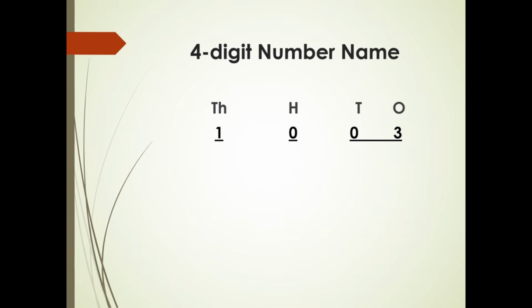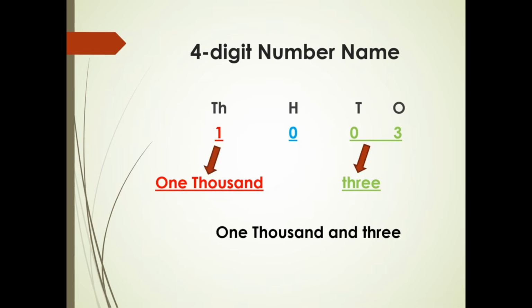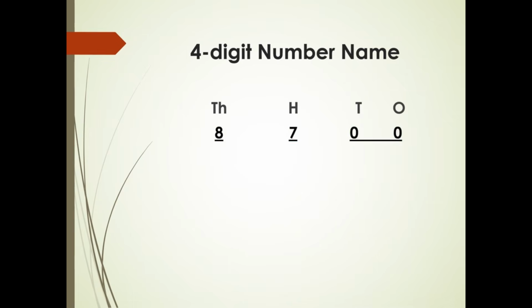Let's take another example. In this number, the hundreds column has the number 0. 0 hundreds means 0. So while naming a number, such values are not written down. So the respective names will be 1000 from the thousands column and 3 from the tens and ones column. The number name will be 1003.